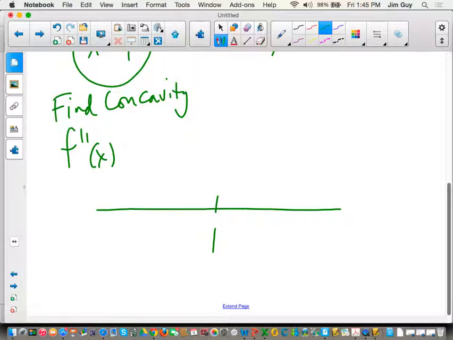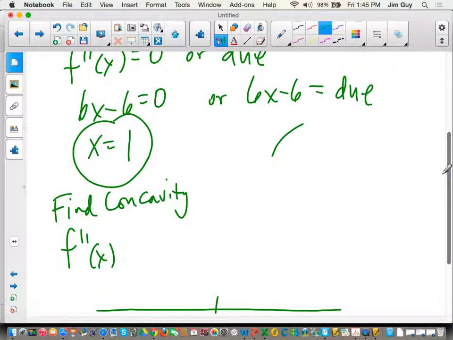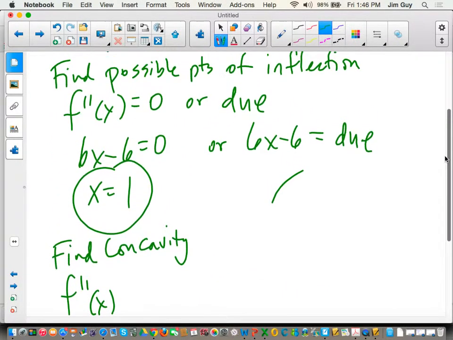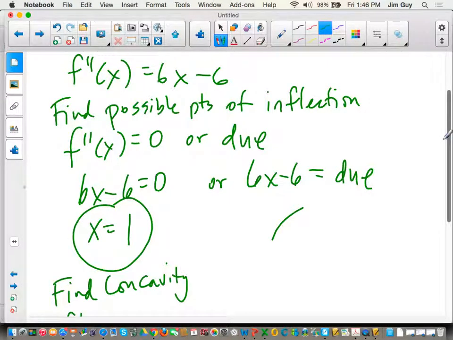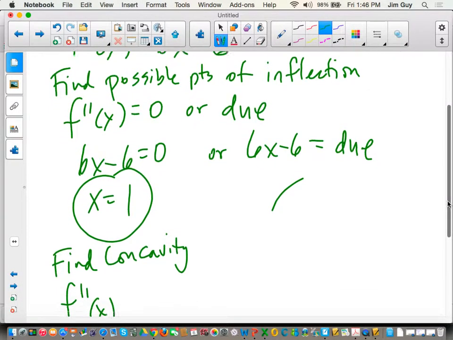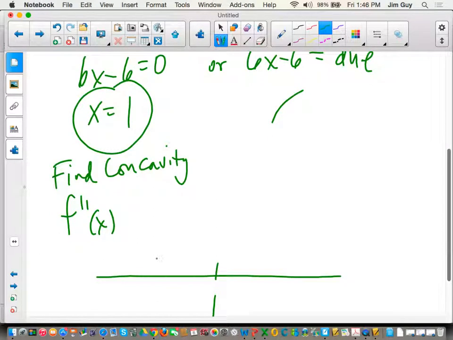We test values on either side. Same idea. You only need to test one number. 0 would be good. We put it into the second derivative, not the first derivative. We're checking concavity here. So we put 0 into the second derivative and we get -6. So this is negative. That means it's concave down. And make a little mark because it's showing that it's concave down there.